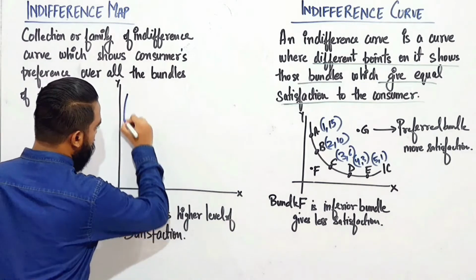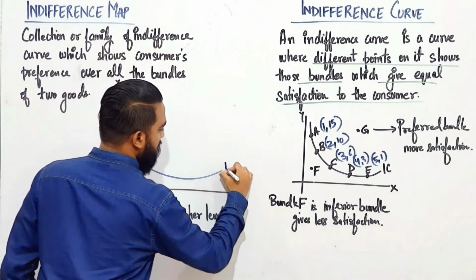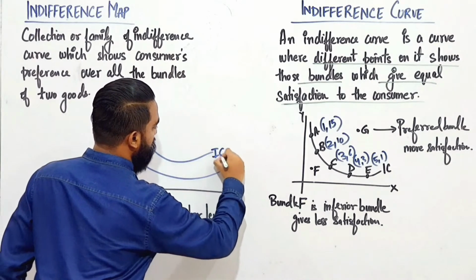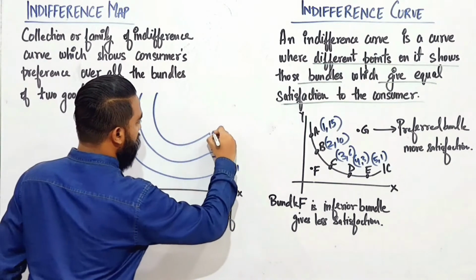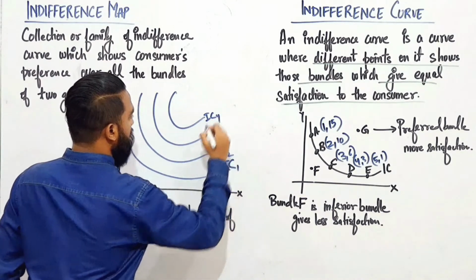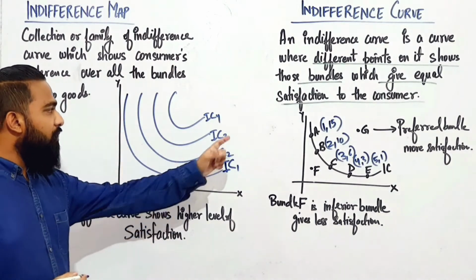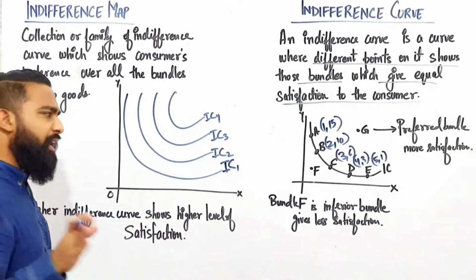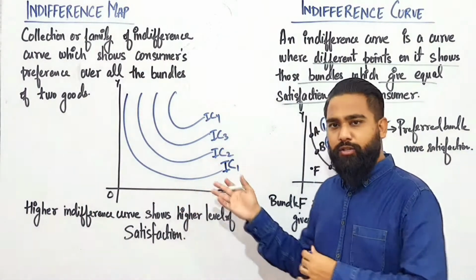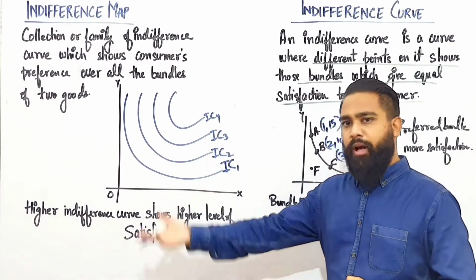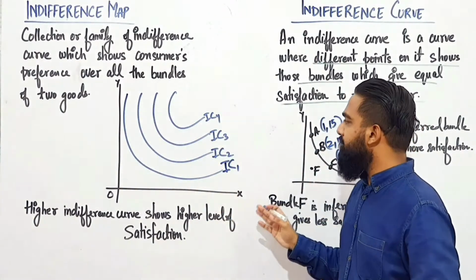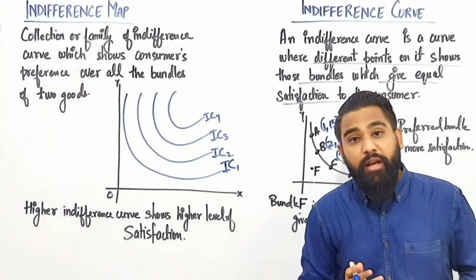Now this is how an indifference map looks like. Indifference curve 1, second one indifference curve 2, third one indifference curve 3, indifference curve 4. Now you must be asking, sir, why are you making this shaped IC curve? You will get to know about the shape of this curve, why is it so, in the upcoming videos. But for now you just know that this is the IC curve, this is the shape of IC curve, and this is the indifference map.